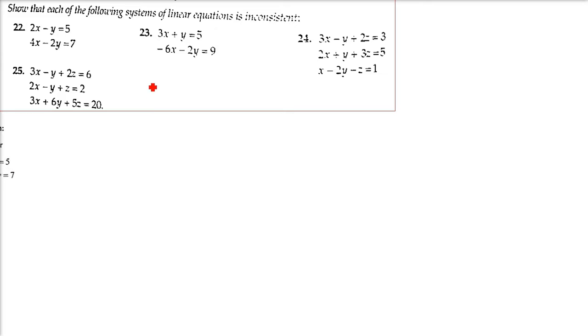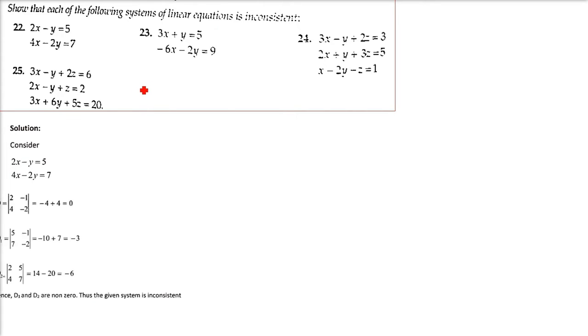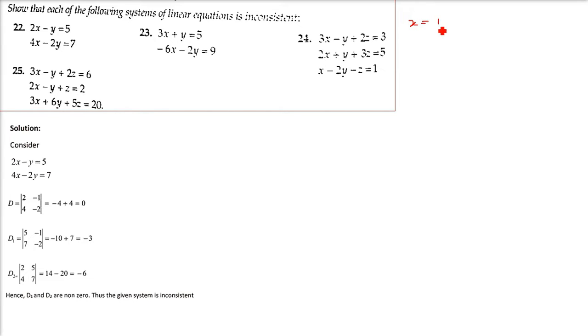Inconsistent means what? Normally we find the x, y value using linear equations in 3 variables or 2 variables. But at that time, D1, D2 have certain values, because x comes as D1 by D, y comes as D2 by D. If there are 3 variables, we have z equals D3 by D. Now the capital D is in the denominator.